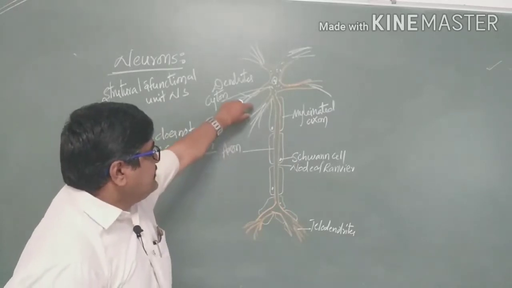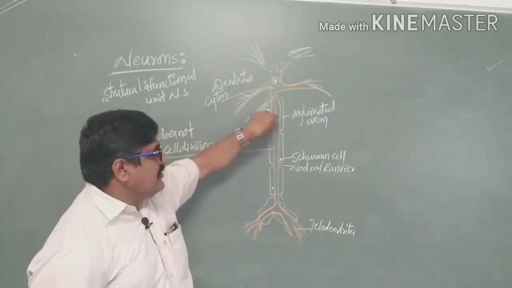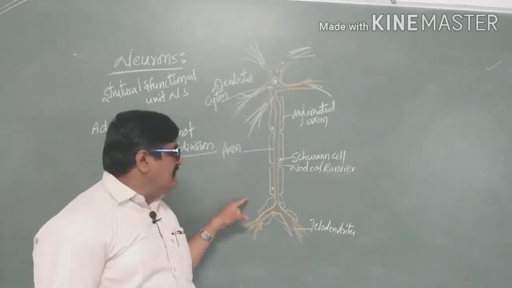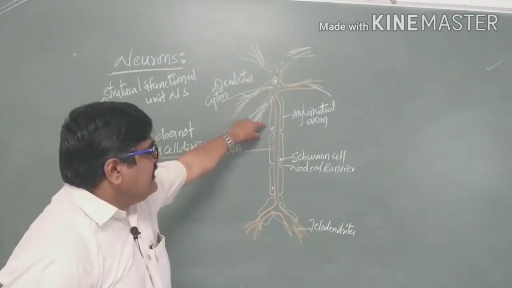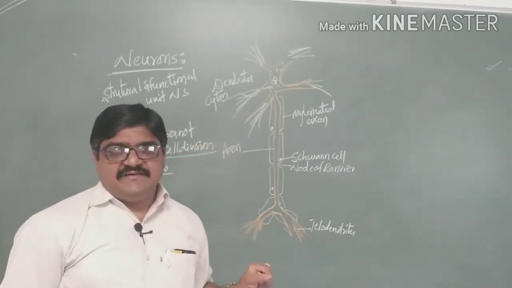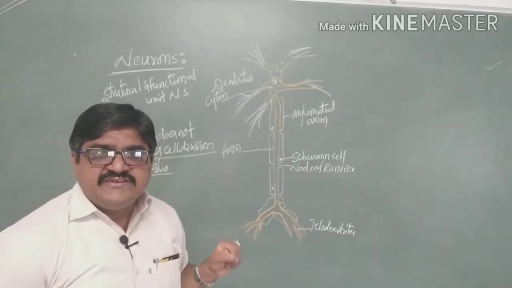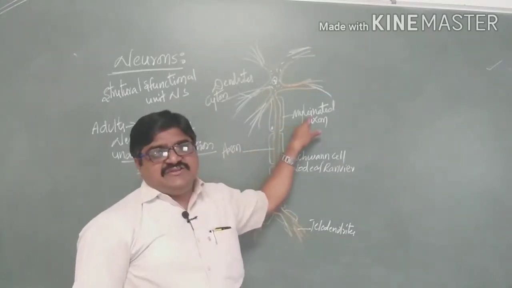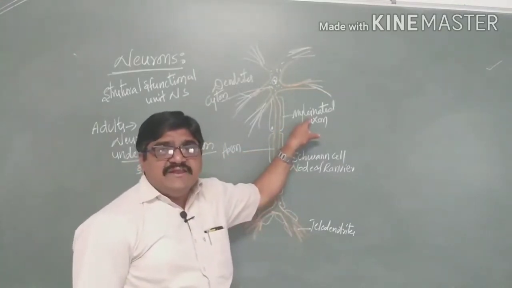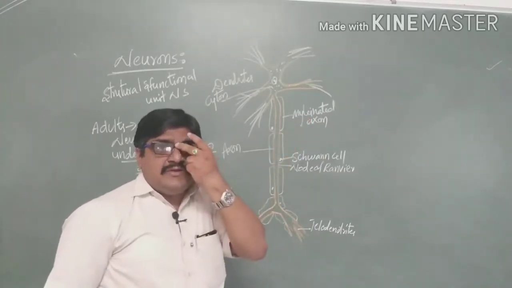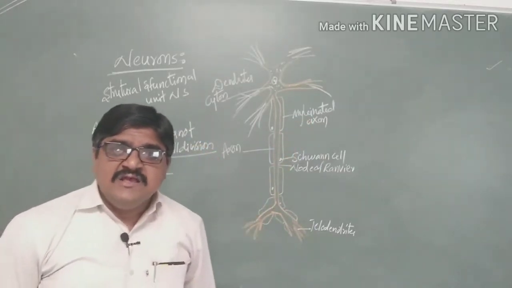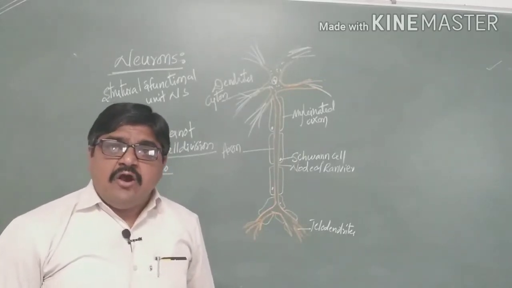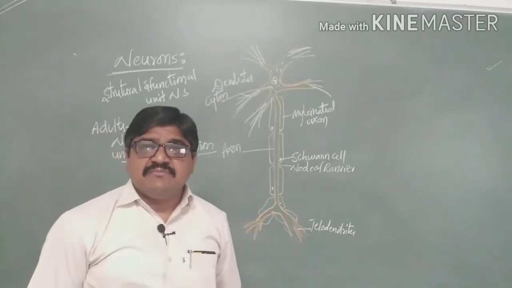The cyton is connected to a long cylindrical structure called an axon. The axon is surrounded by a fatty lipoproteinaceous layer, which is called the myelin sheath. Based on the presence of myelin, neurons are classified into myelinated axons and non-myelinated axons. Myelinated axons are seen in all vertebrates, where information is transmitted very fast.